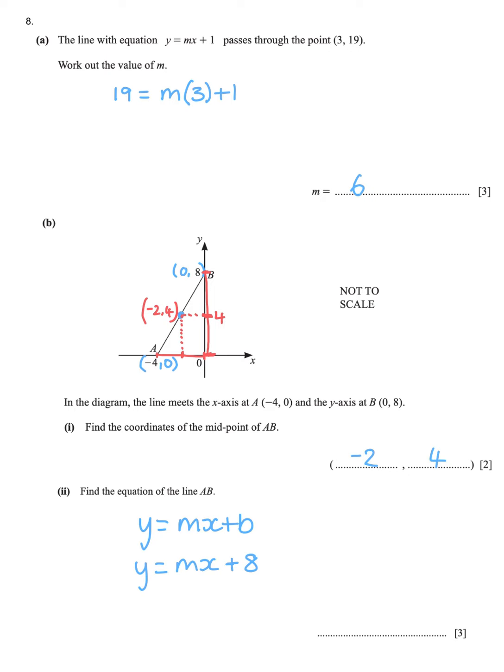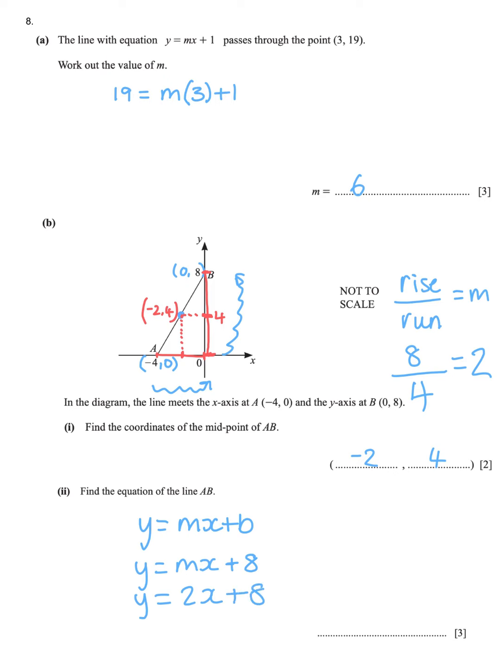Or you can use the gradient. So we know that the gradient of this line is the m value, and the gradient is the rise over the run. So we can use that as well. So rise over run is the gradient, which is m. And the rise there goes from 0 all the way up to 8. So it's 8. And the run goes from -4 all the way up to 0, and therefore it jumps across 4. So the gradient there is 2. So y is equal to 2x plus 8. So either of those methods would be fine to use.